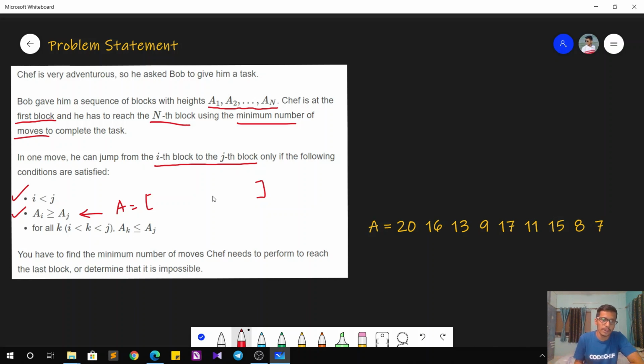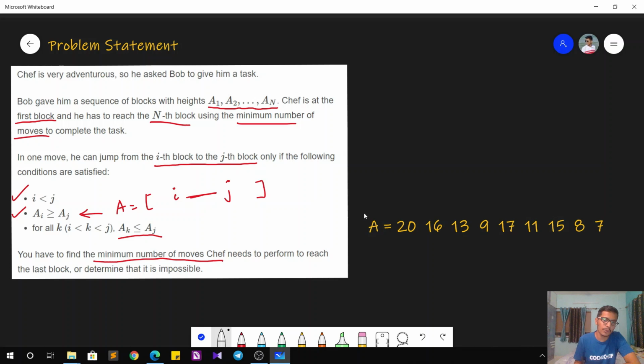And also, if there's a jump from index i to index j, for all the in-between elements, that is for k that lies between i and j, Ak should be less than or equal to Aj. So if all these three conditions are satisfied, then only Chef can make a move, that is, he can jump from position i to position j. Given all this, we have to find the minimum number of moves Chef needs to perform so that he reaches the last block.